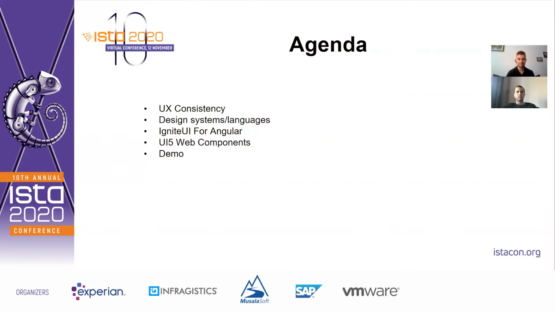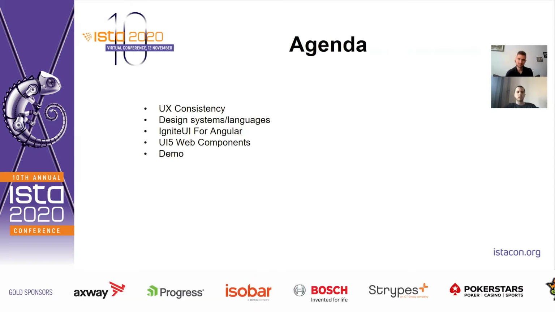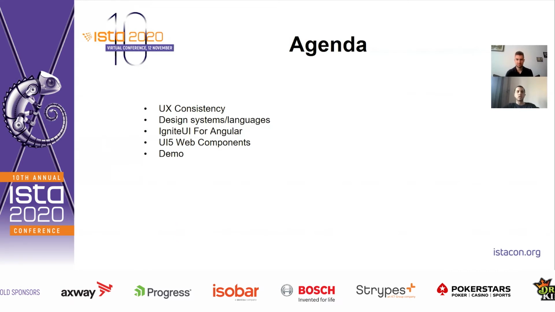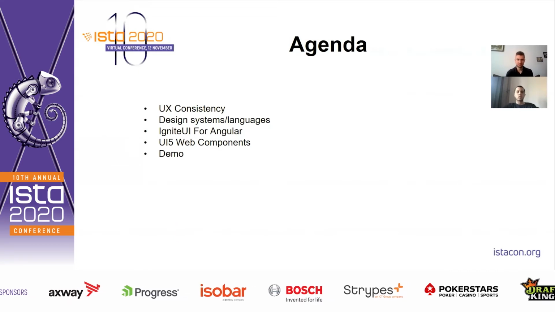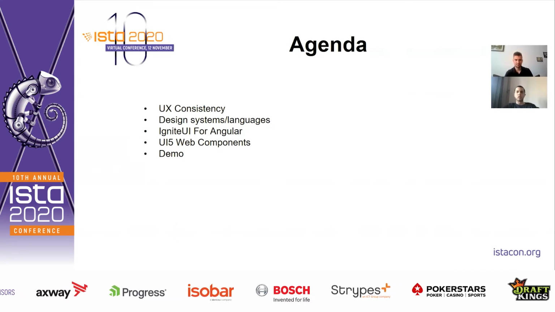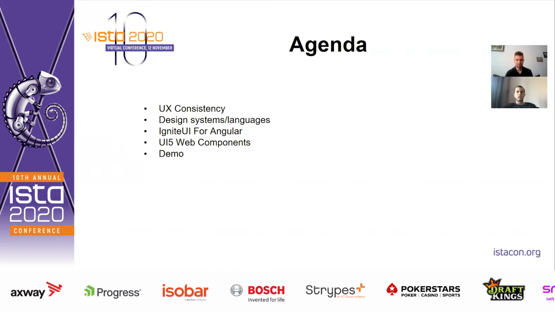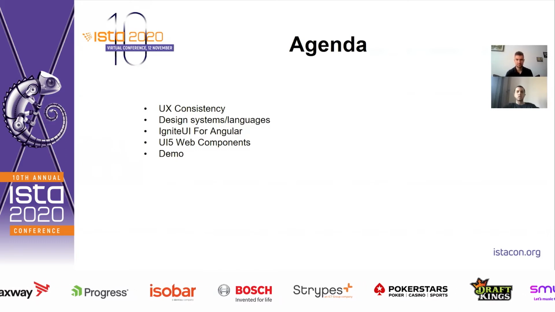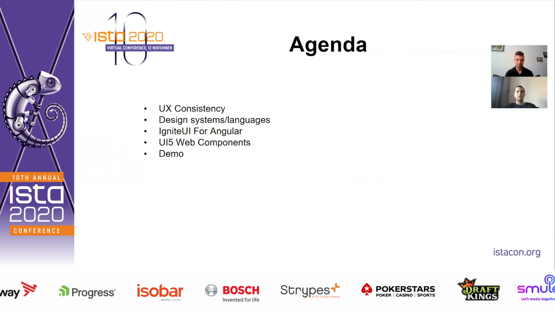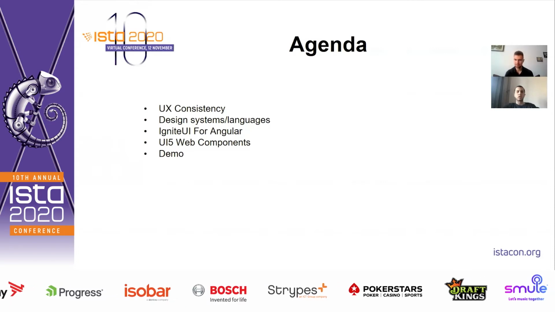Hello everyone from my side. First, we are going to go through the agenda for today. We are going to start with UX consistency and what exactly UX consistency is. Then we're going to cover the topic about design languages and show you two examples. And after that, we are going to see two different implementations of two such design languages.